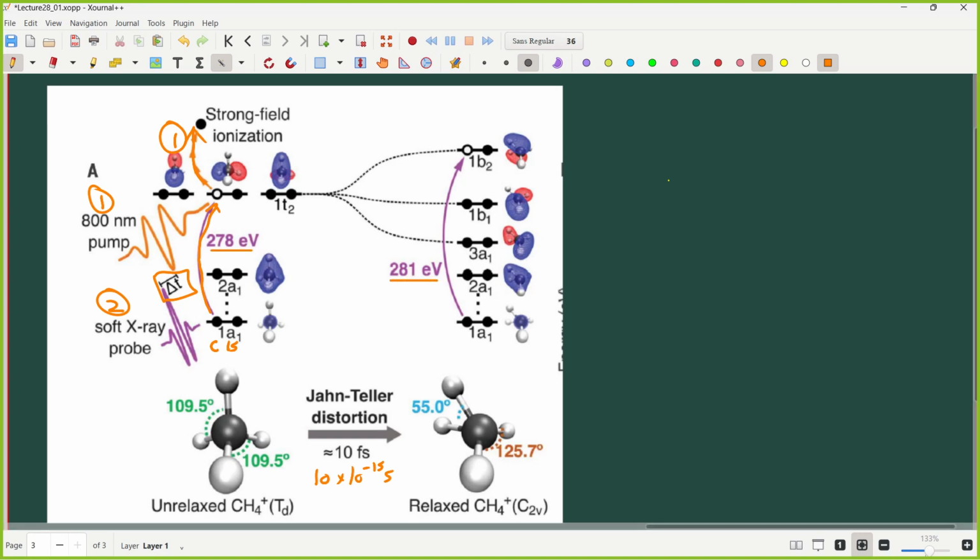So if you do the X-ray immediately, it will absorb at 278 because the molecule hasn't had a chance to reisomerize. But if you wait long enough, it'll be at 281 because the molecule has reisomerized, because of the Born-Oppenheimer approximation. Nuclear motion is uncoupled from electronic motion. So the nuclei are just moving on their own, but the electrons can move freely.